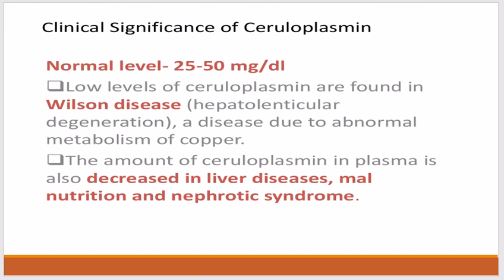in Wilson disease, which is hepatolenticular degeneration, a disease due to abnormal metabolism of copper. Another important disease which also appears due to low levels of copper is Menkes disease, and it is a defect in incorporation of copper into newly synthesized apoceruloplasmin to form ceruloplasmin. This basic defect is a mutation in the gene encoding the copper binding ATPase in the cells. The amount of ceruloplasmin in the plasma also decreases in liver disease, malnutrition and nephrotic syndrome.